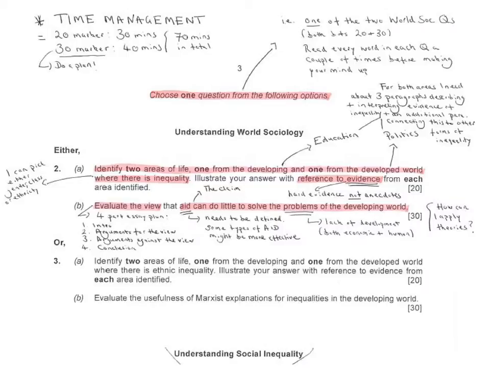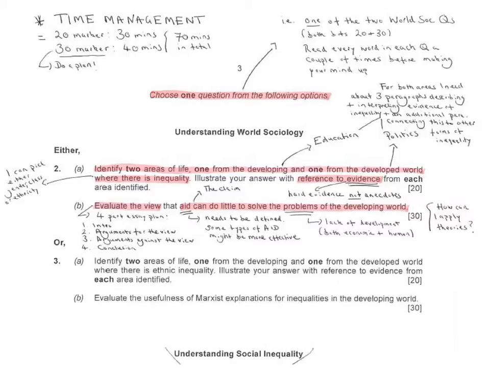Then I'd move on and look at the developed world, again focusing on gender. Again I would need to write about 3 paragraphs looking at evidence of gender inequalities in relation to politics in rich countries like our own, and then again an additional paragraph explaining how this might be connected to other forms of inequality.